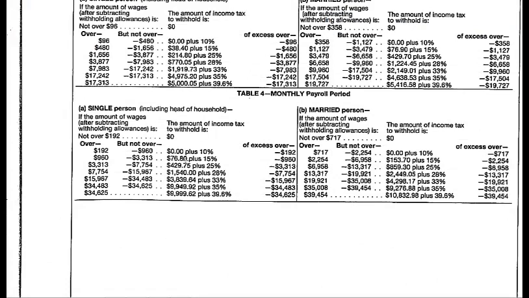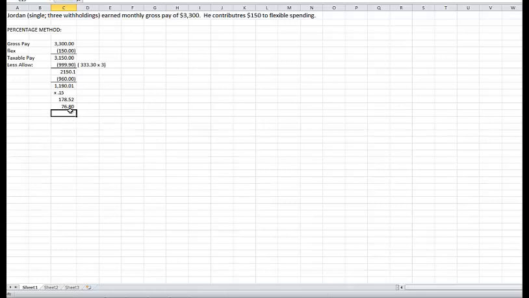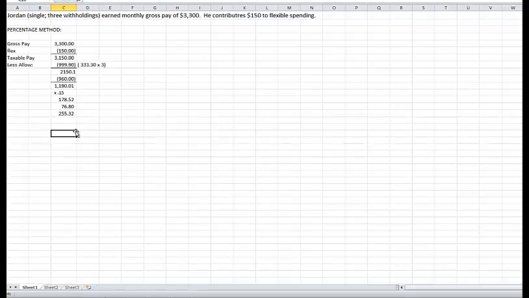And then the table says that we are to add $76.80 to that amount. So we are going to add $76.80, and then our total tax will be $255.32.